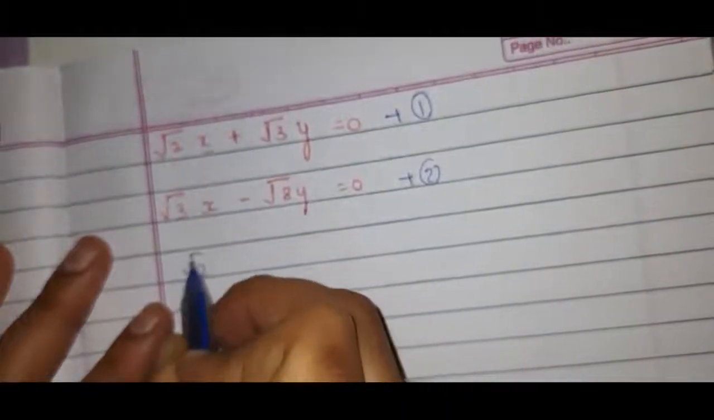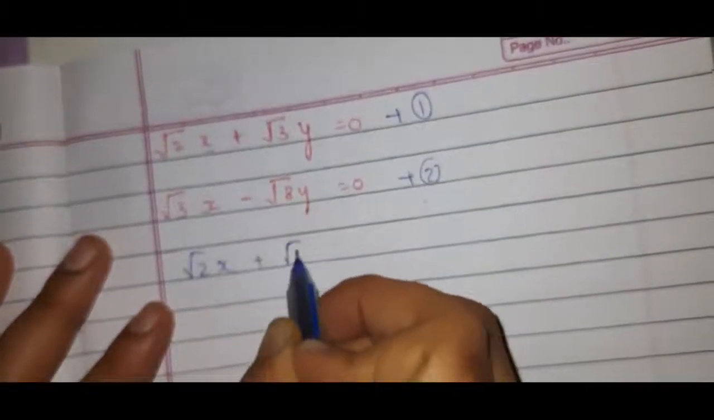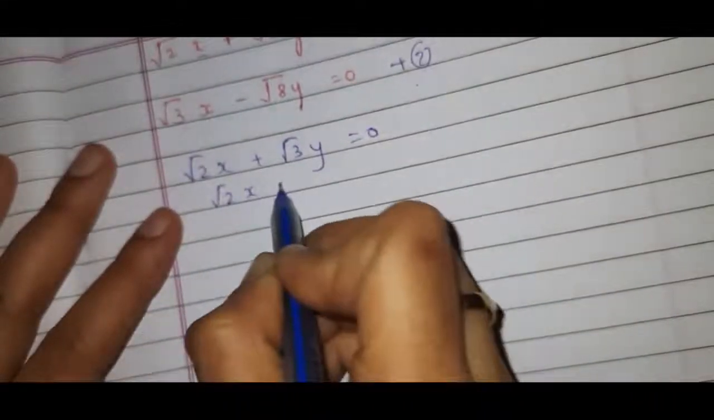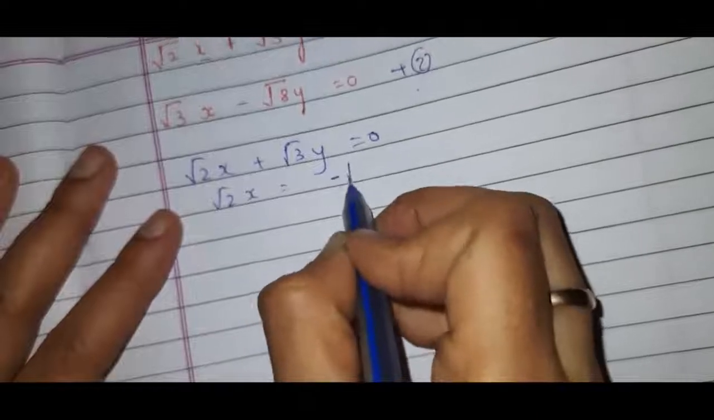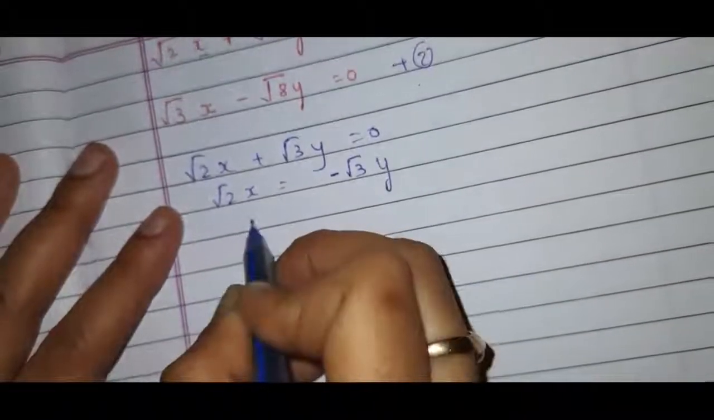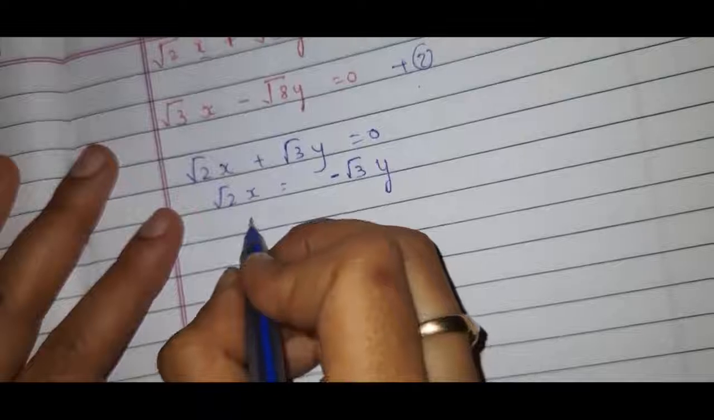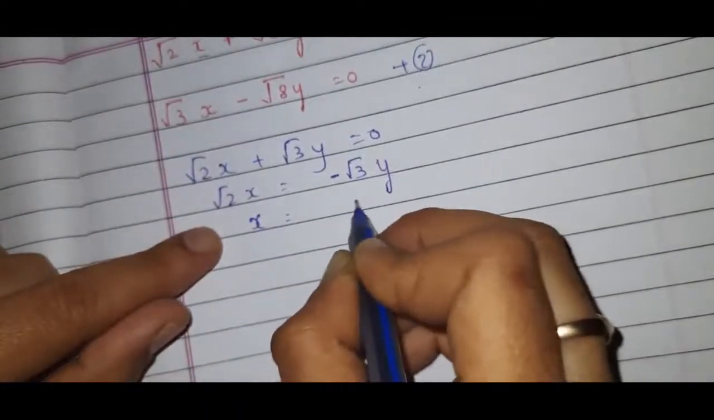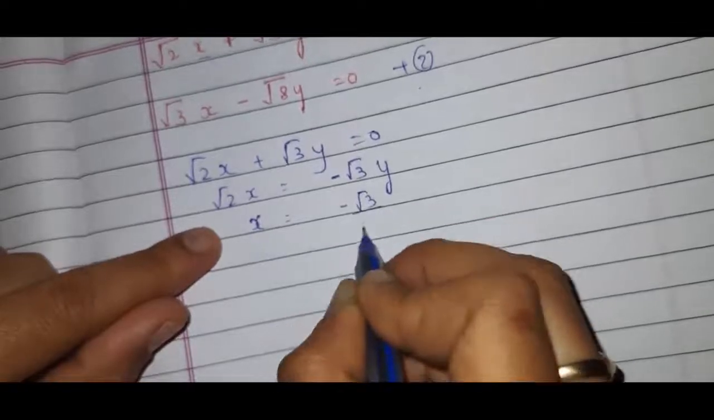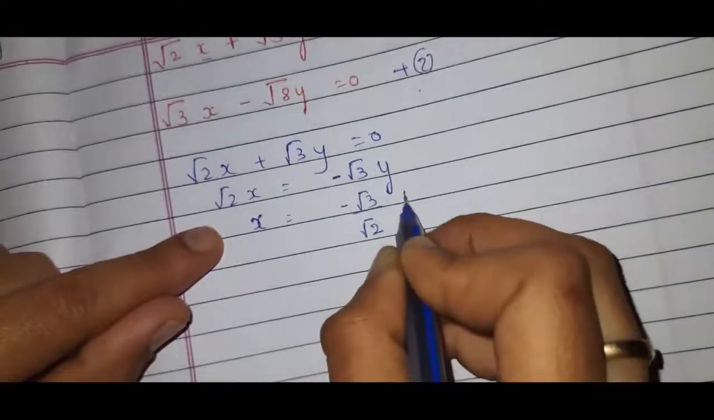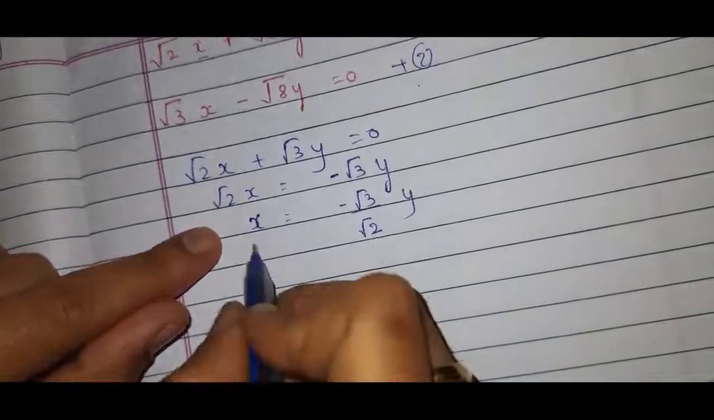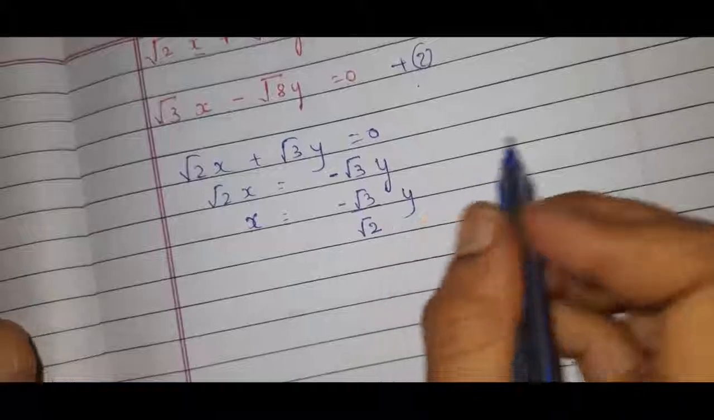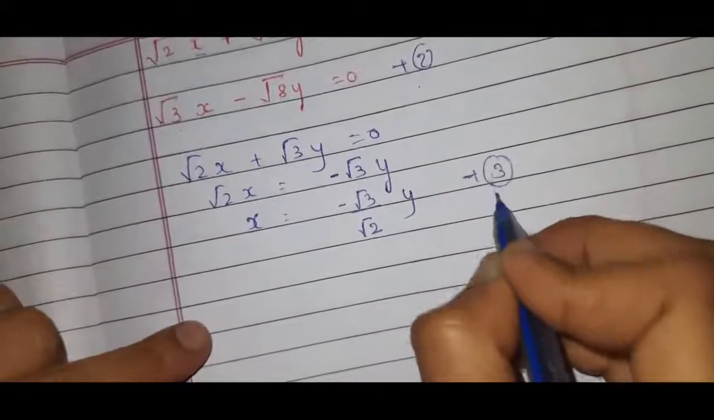Root 2 x plus root 3 y equals 0. Root 2 x, I am sending root 3 to the RHS part, it gets minus root 3 y, and in the LHS part keeping x and sending root 2 to the RHS part, x equals minus root 3 divided by root 2 into y. So the x value we got is minus root 3 divided by root 2 into y. Take it as equation 3.